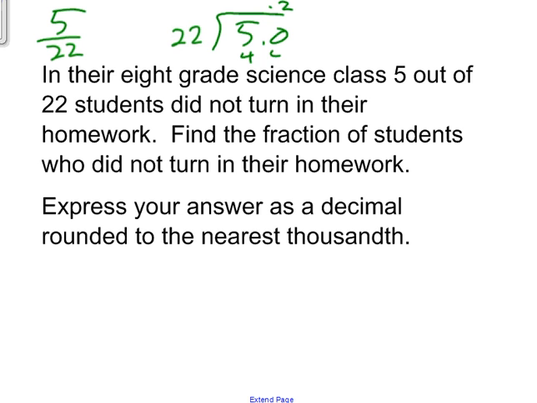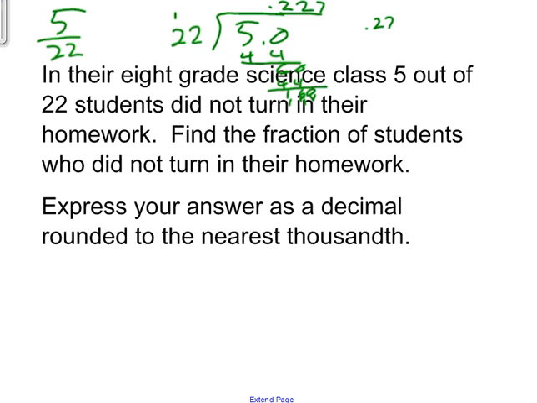22 into 50 will go 2 times. That would be 44. I subtract and get 6. 22 will go into 60, still just 2 times. 60 minus 44 would be 16. 22 will go into 160 probably 7 times. So let's try 7. 7 times 2 is 14, carry the 1, 14, 15. And I can see that it's 0.27.